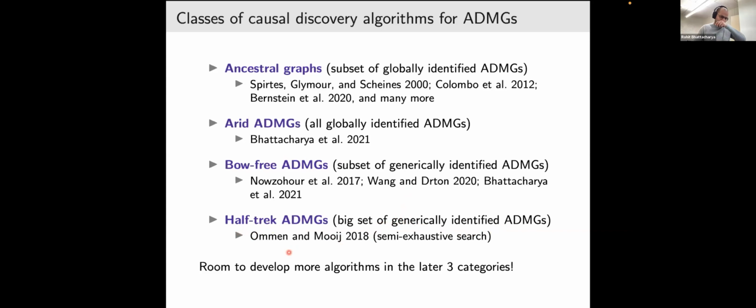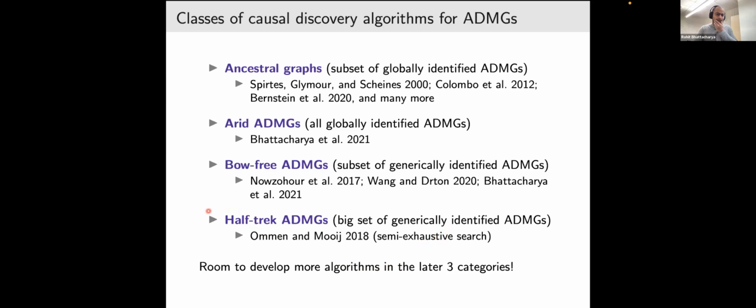And I think in a 2018 paper, Thijs and Joris Mooij did a kind of semi-exhaustive search on HTC identifiable ADMGs of 5 nodes, and they had some clever tricks for how to move between identified models or identified members of an equivalence class rather than trying to run the MLE estimation on non-identified members.